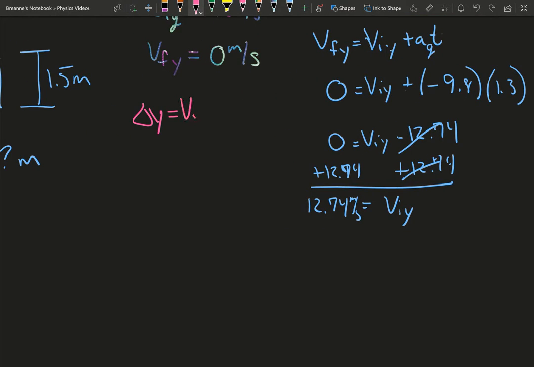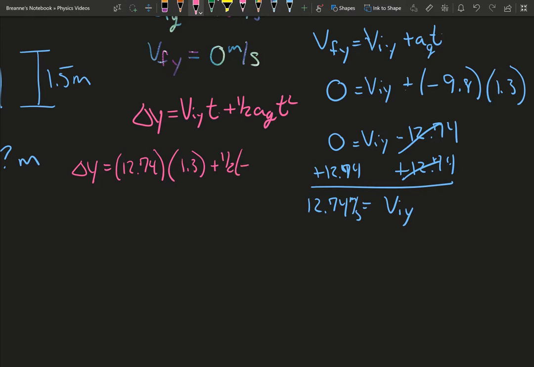So we have our initial velocity times time plus 1/2 a t squared. So delta y, our initial velocity we solved for is 12.74, our time was 1.3, our gravity is negative 9.8, and our time is 1.3 squared. Then you just simplify. So you do 12.74 times 1.3, and you get 16.56.